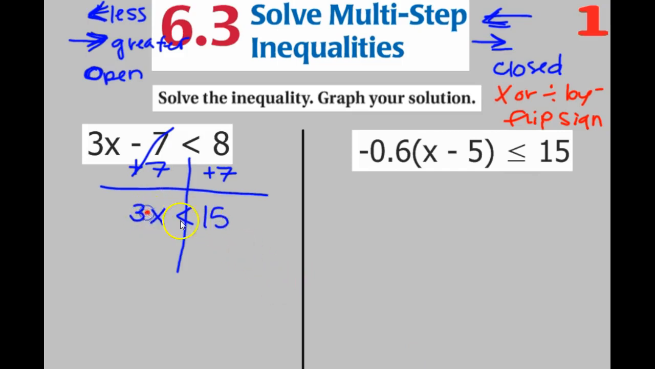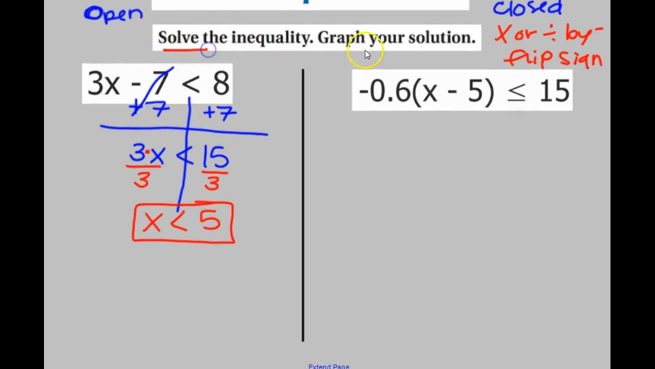Then these are touching, that means multiply. The opposite of multiply is divide. So we have x is less than 15 divided by 3 is 5. And we do need to graph it. It says solve and then graph your solution.